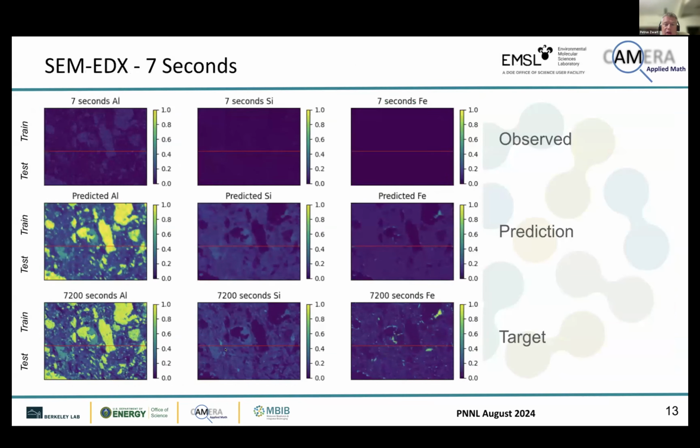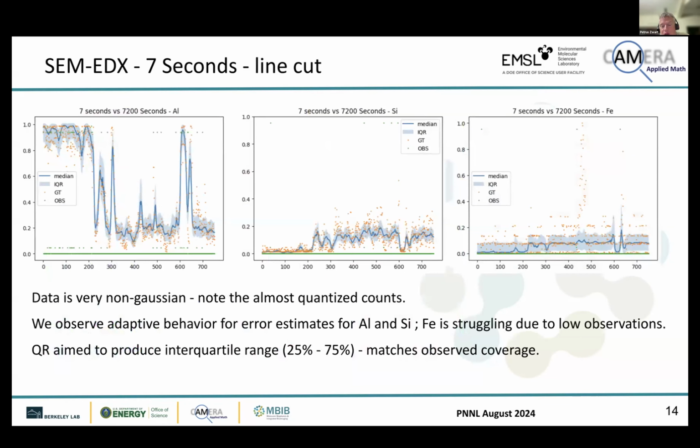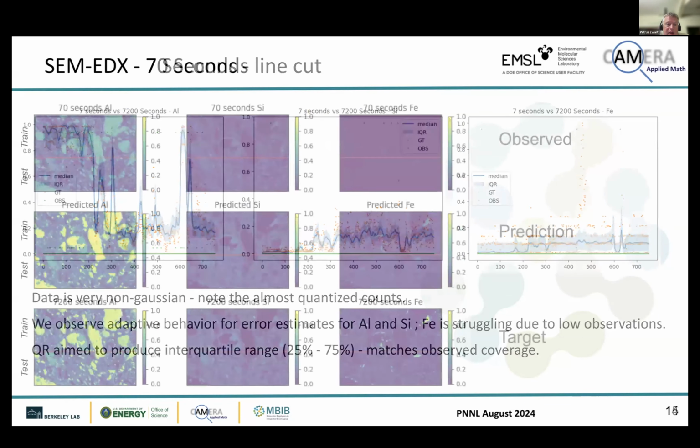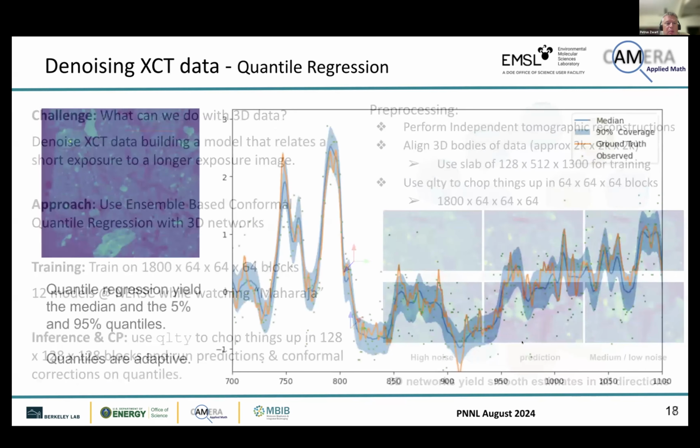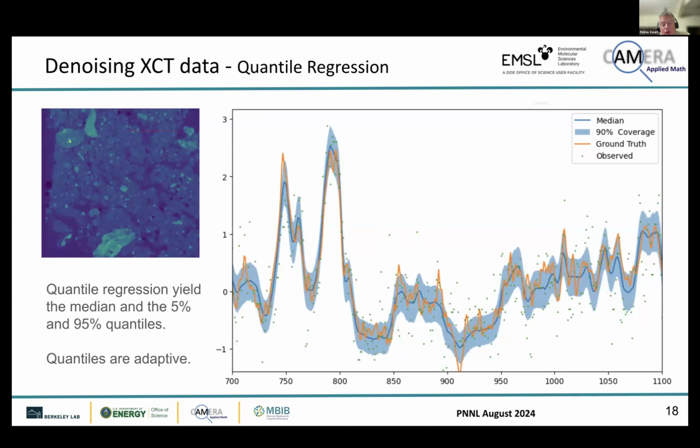So what we can do is pass this through the pipeline that we have, and what you can see right here is that when we have 7 seconds, we get great answers. We have good confidence intervals, and we can extend this trick to three-dimensional data as well. Using exactly the same approach, we can take a high noise tomography data set and map it to a medium or low noise data set and get a decent prediction out. These are the confidence intervals that we get when we run this.